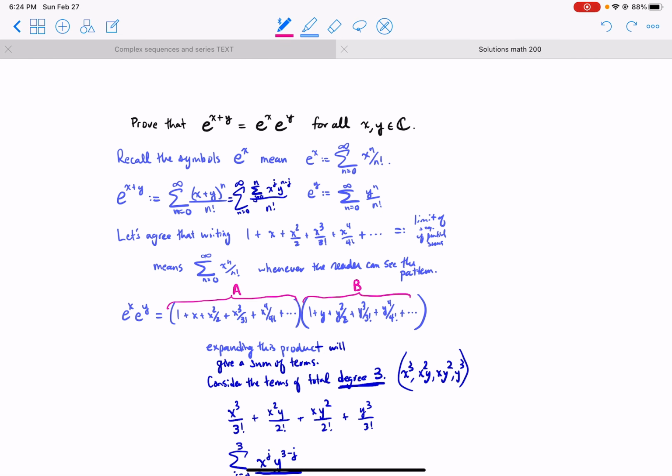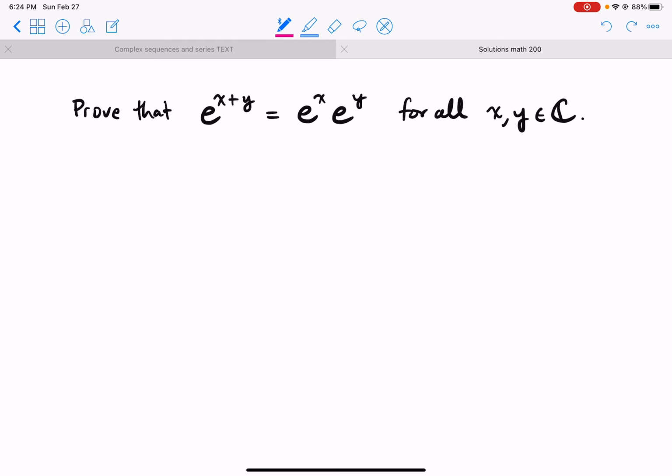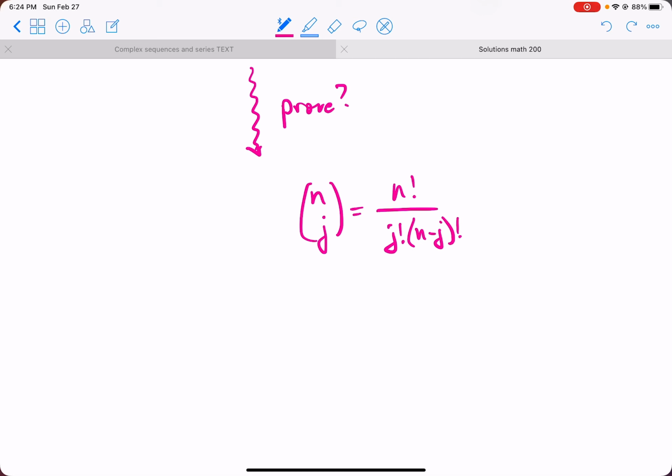Okay, can you do this yourself? Take this, move it over here, blank sheet of paper, prove this for all x and y in the complex numbers. Okay? Keep going. Can you do it? You'll definitely need to know what n choose j is: n factorial over j factorial n minus j factorial. That was previously in our book. And these are exactly the terms in Pascal's triangle. That's what they are.